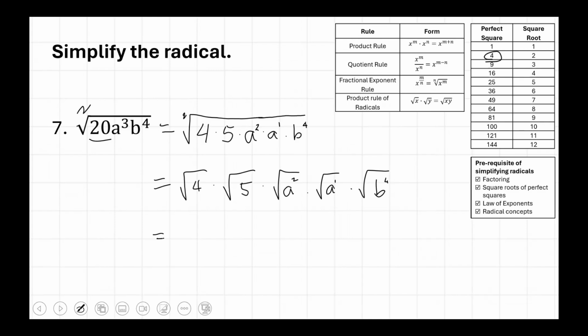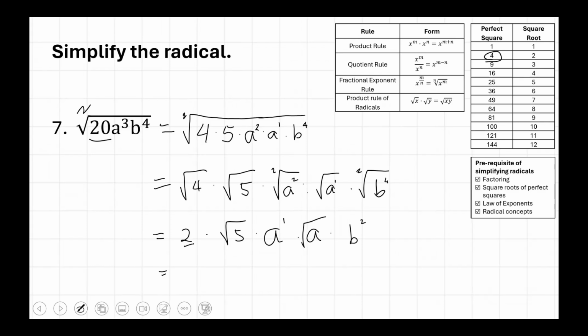Then we simplify. Square root of 4 is 2, times square root of 5 is square root of 5, times 2 divided by 2, the index, that is a raised to 1, times a raised to 1 half, so it stays inside the radical, times the index is 2. 4 divided by 2 is b squared.